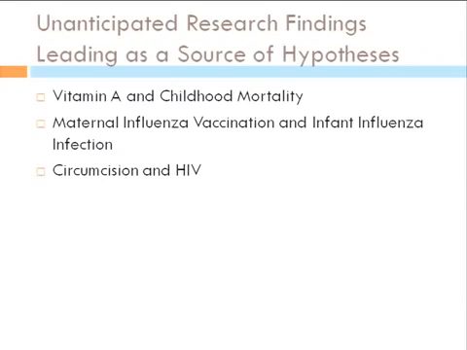There's also unanticipated research findings leading, as a source of hypotheses, okay? So vitamin A and childhood mortality, maternal influenza vaccination and infant influenza infection, circumcision, and HIV. Okay, so these are all hypotheses that were generated actually with analytic studies. Okay, the study was designed to look at something else, and then people said, hey, wait a minute, I see an association in the data. Okay, so it was not the hypothesis that they were testing.